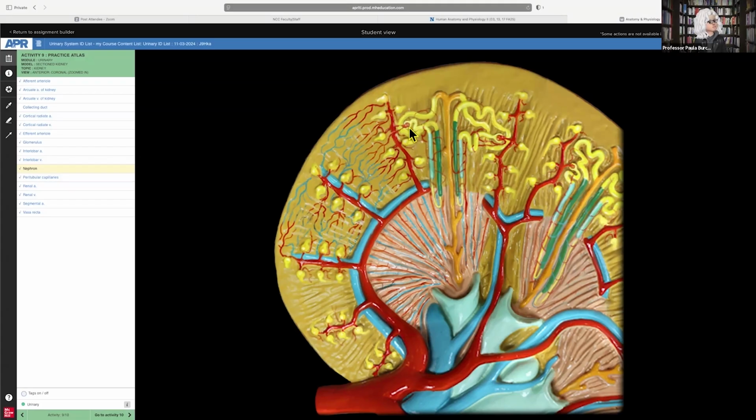Notice how close it is here to the Bowman's capsule. So it's going to go like this, and then empty into this structure here, which is going to be your collecting duct. And the collecting duct is going to receive urine from multiple nephrons. Once the fluid is in the collecting duct, we will call it urine. While it's in the tubules, the small tubes of the nephron, it will be called filtrate, because it's plasma that has been filtered from the glomerulus.